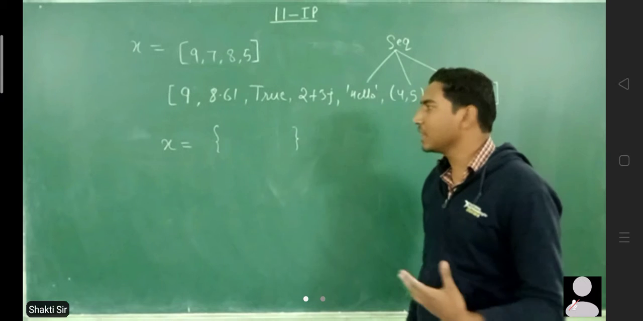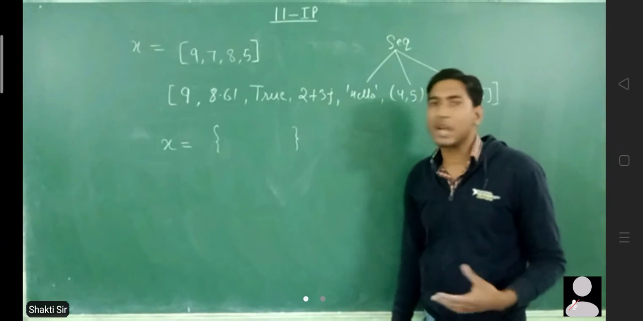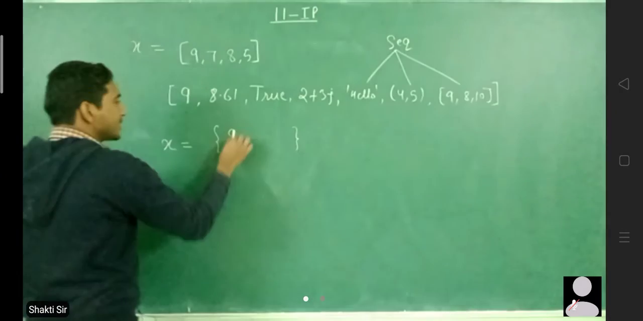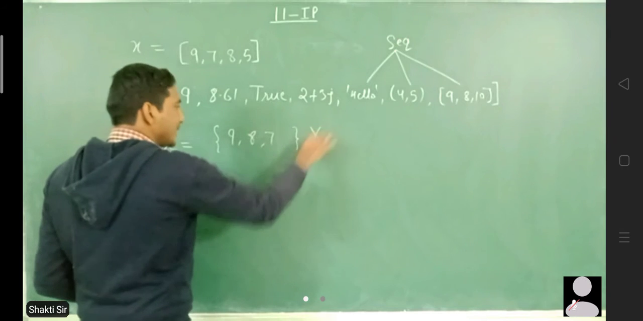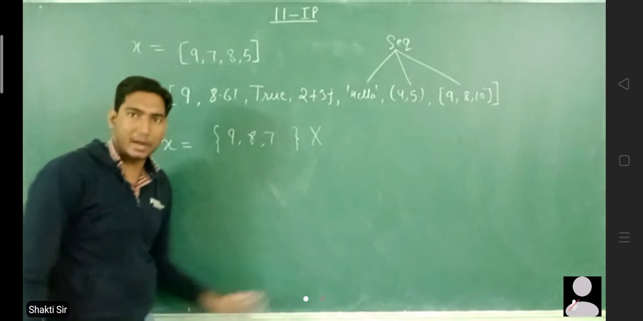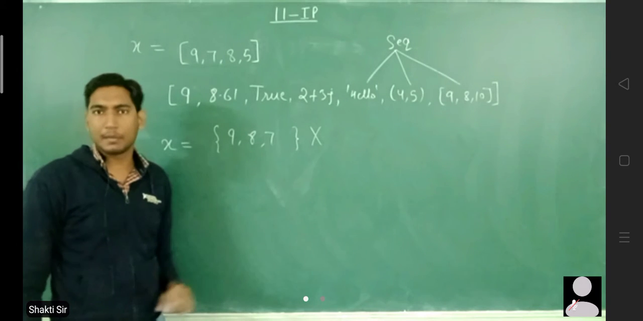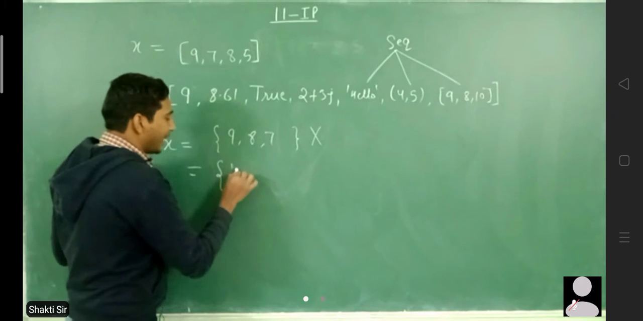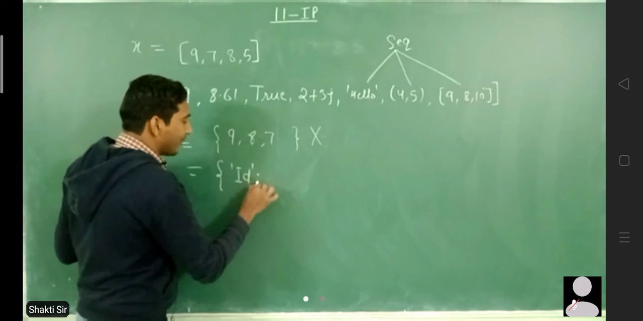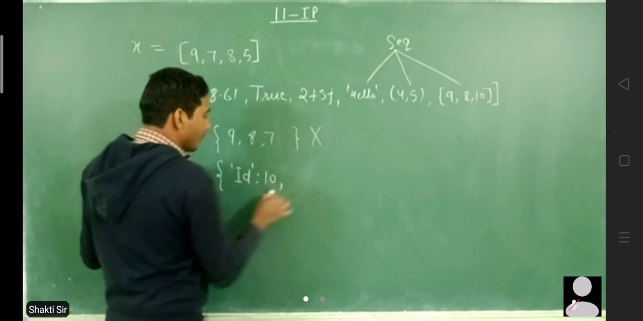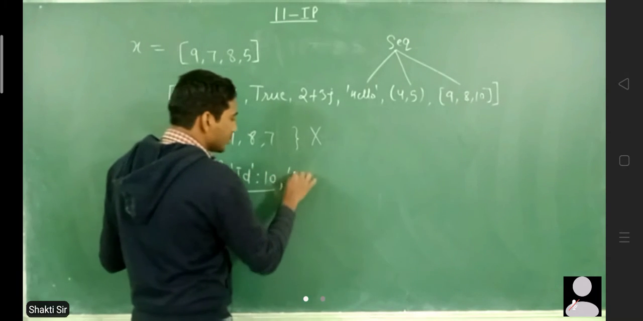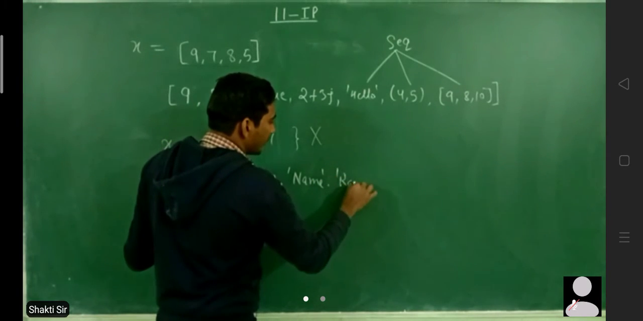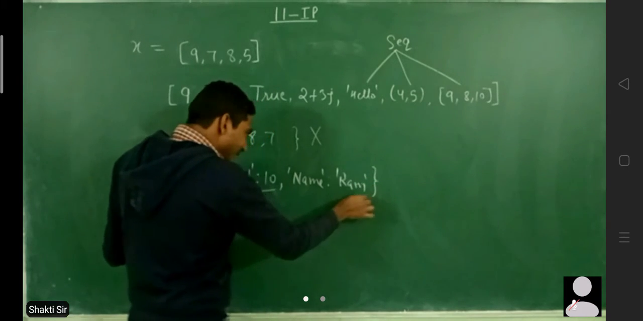But in a dictionary, each item is not a single item; each item is a key-value pair. So this is not a list like 9, 8, 7, because in a list each item is a single item. 9 is a single item, 8 is a single item. It is not a dictionary. In a dictionary we use key-value pairs, like I can use id, this is a key, and the value is 10, and this is a single item. Another item I can use is name, and the value of name I can write as Ram. So basically this is a dictionary.